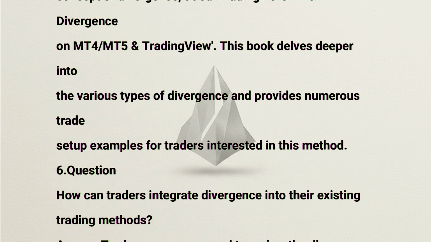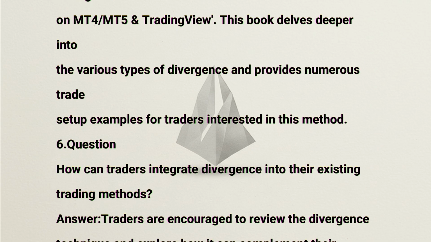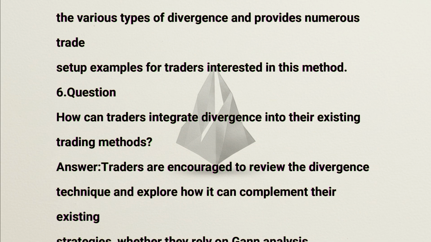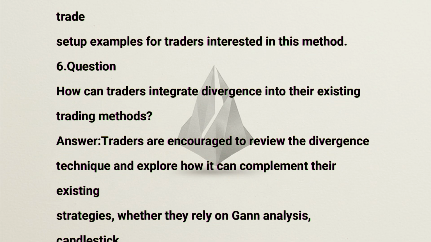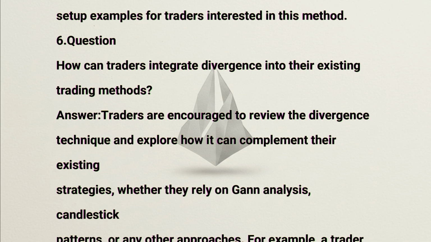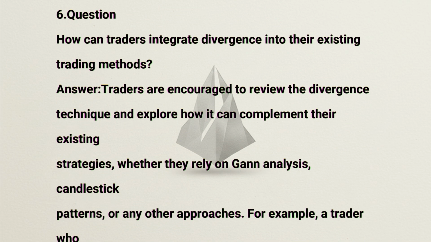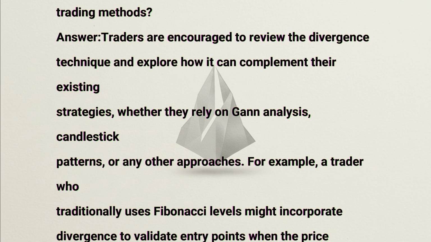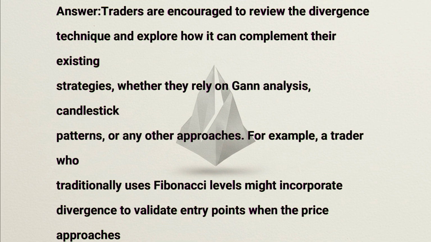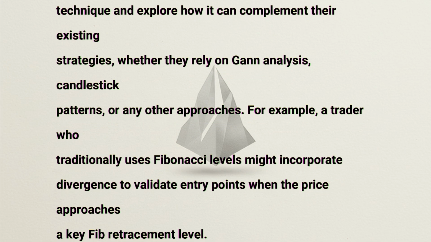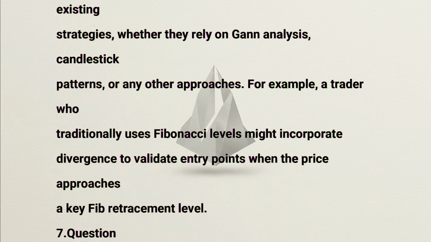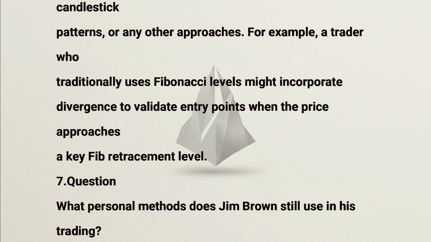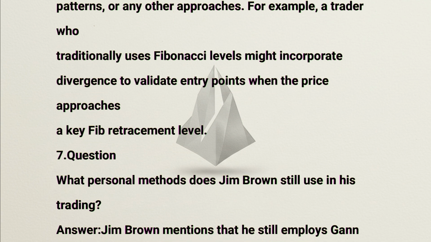6. Question. How can traders integrate divergence into their existing trading methods? Answer. Traders are encouraged to review the divergence technique and explore how it can complement their existing strategies, whether they rely on Gann analysis, candlestick patterns, or any other approaches. For example, a trader who traditionally uses Fibonacci levels might incorporate divergence to validate entry points when the price approaches a key fib retracement level.